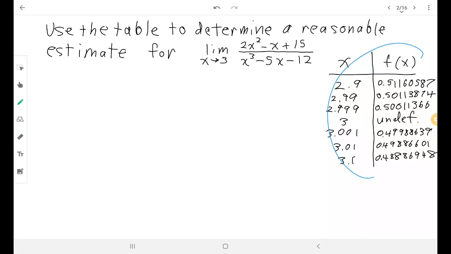Use the tables over here to determine a reasonable estimate for the limit of this function here. And let's talk about how you read that. The limit as x goes to 3 of the function quantity 2x squared minus x plus 15, all of that over quantity x cubed minus 5x minus 12.